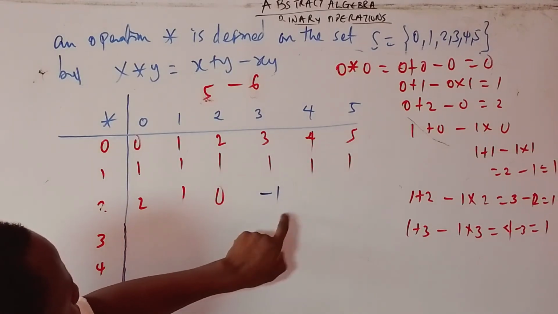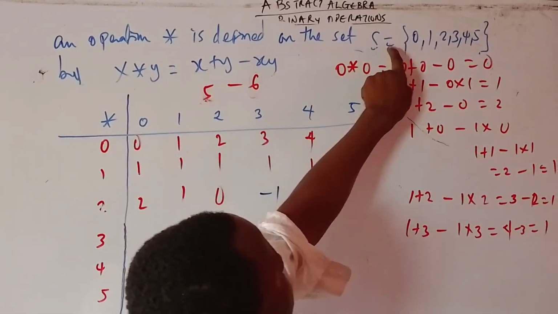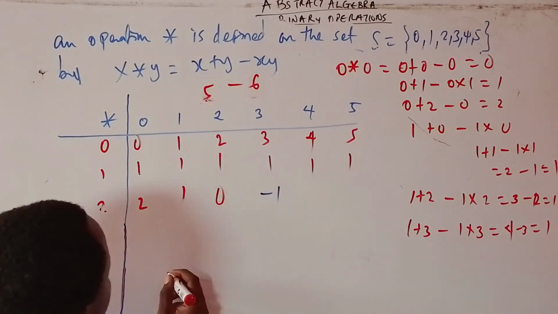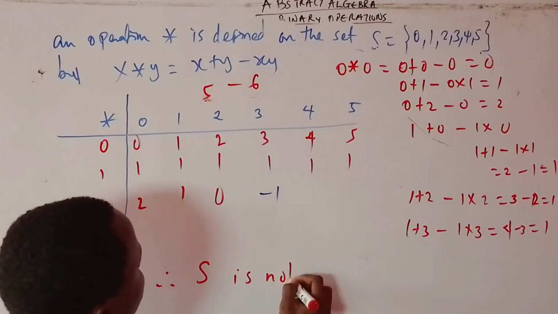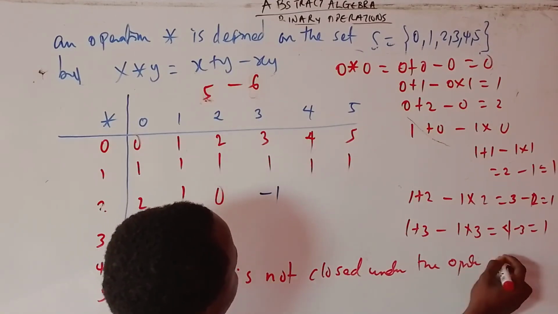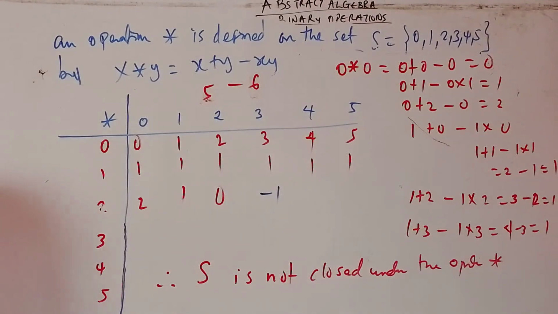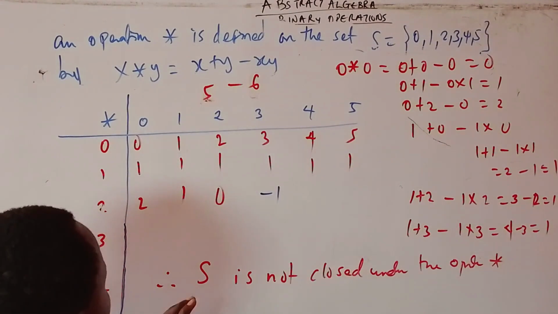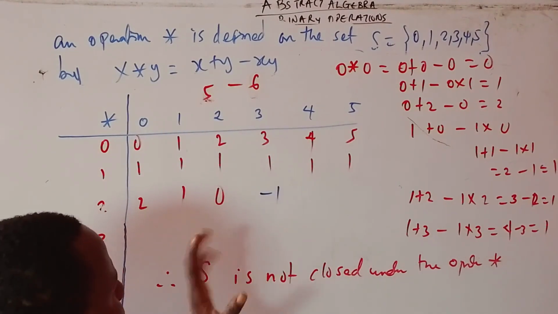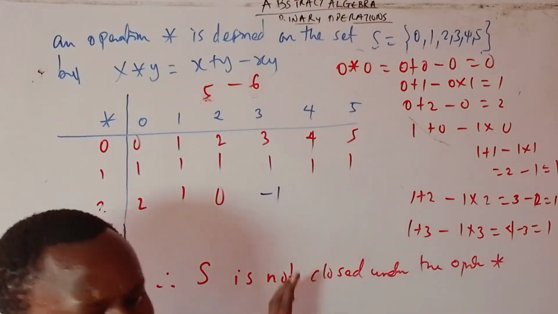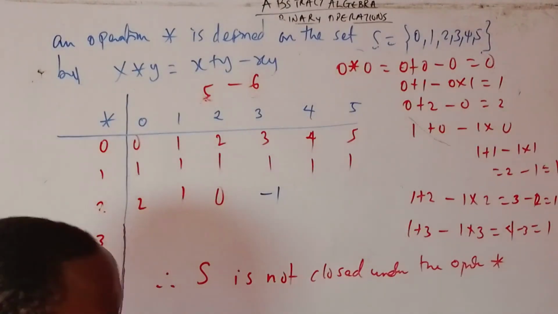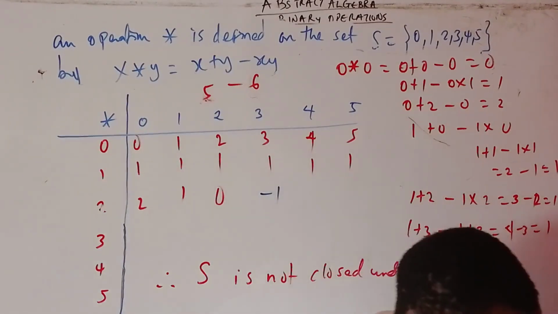Since negative 1 is not an element of set S, you are going to conclude that therefore S is not closed under the operation asterisk. You don't need to go further at all. Since we did 2 asterisk 3 and got negative 1, that shows that S is not closed under the operation asterisk. So that's what we call the closure property.